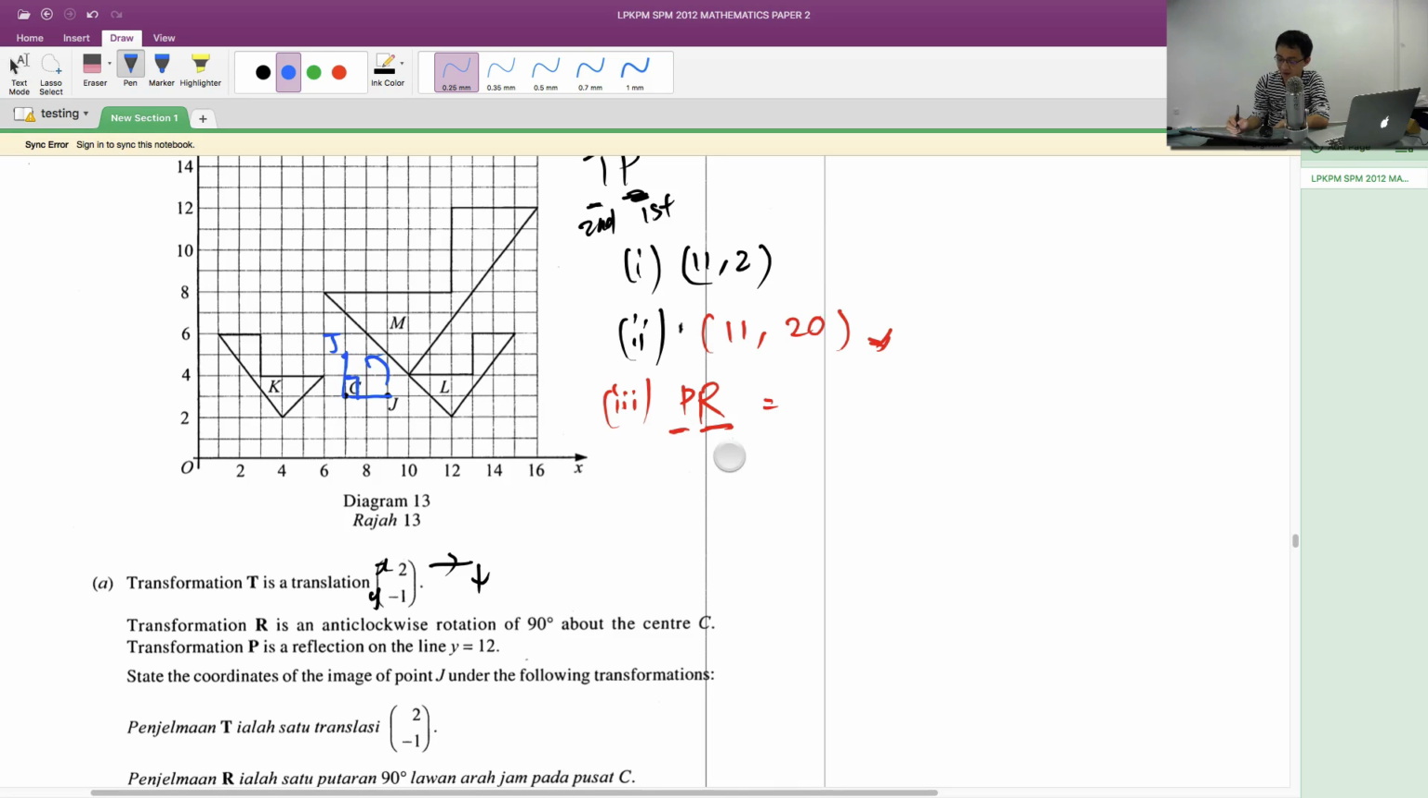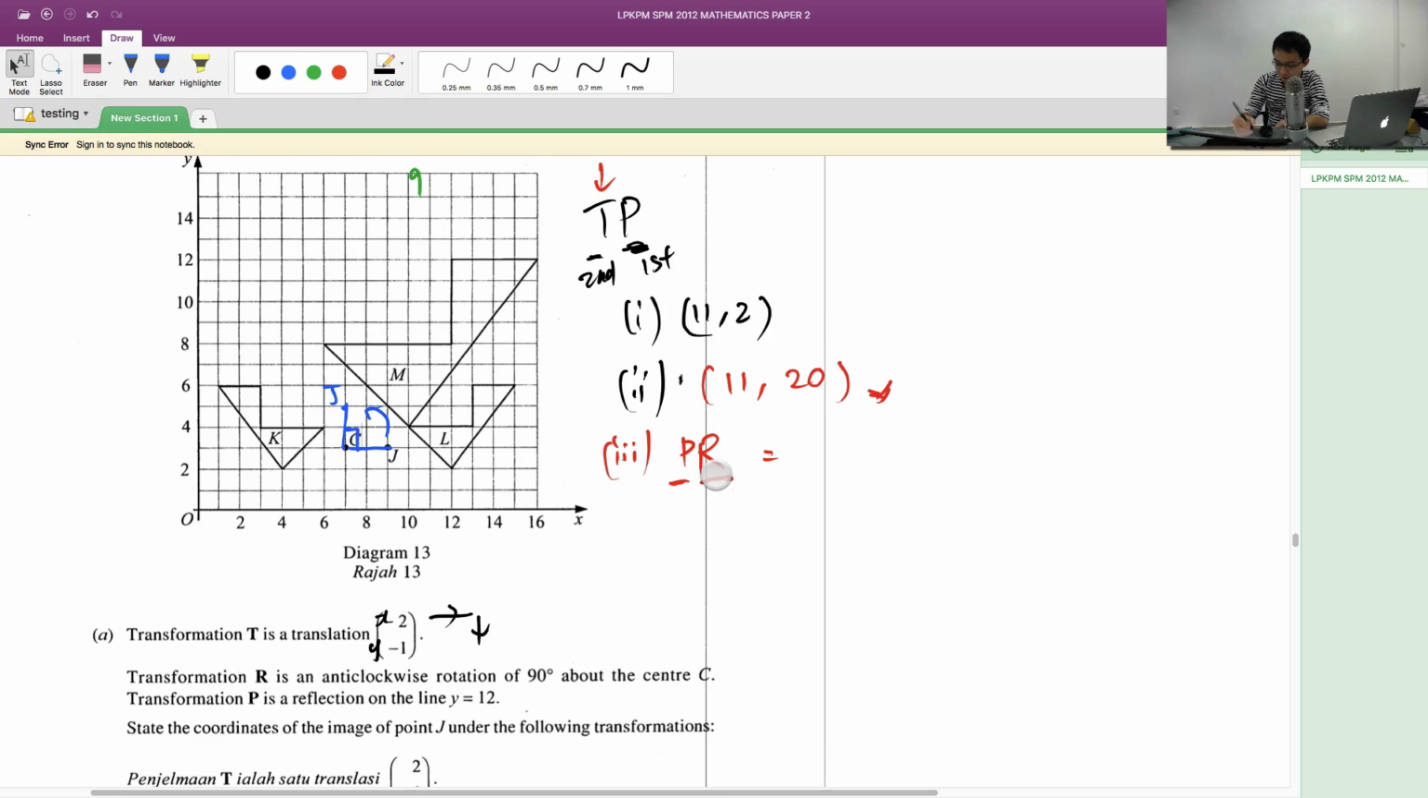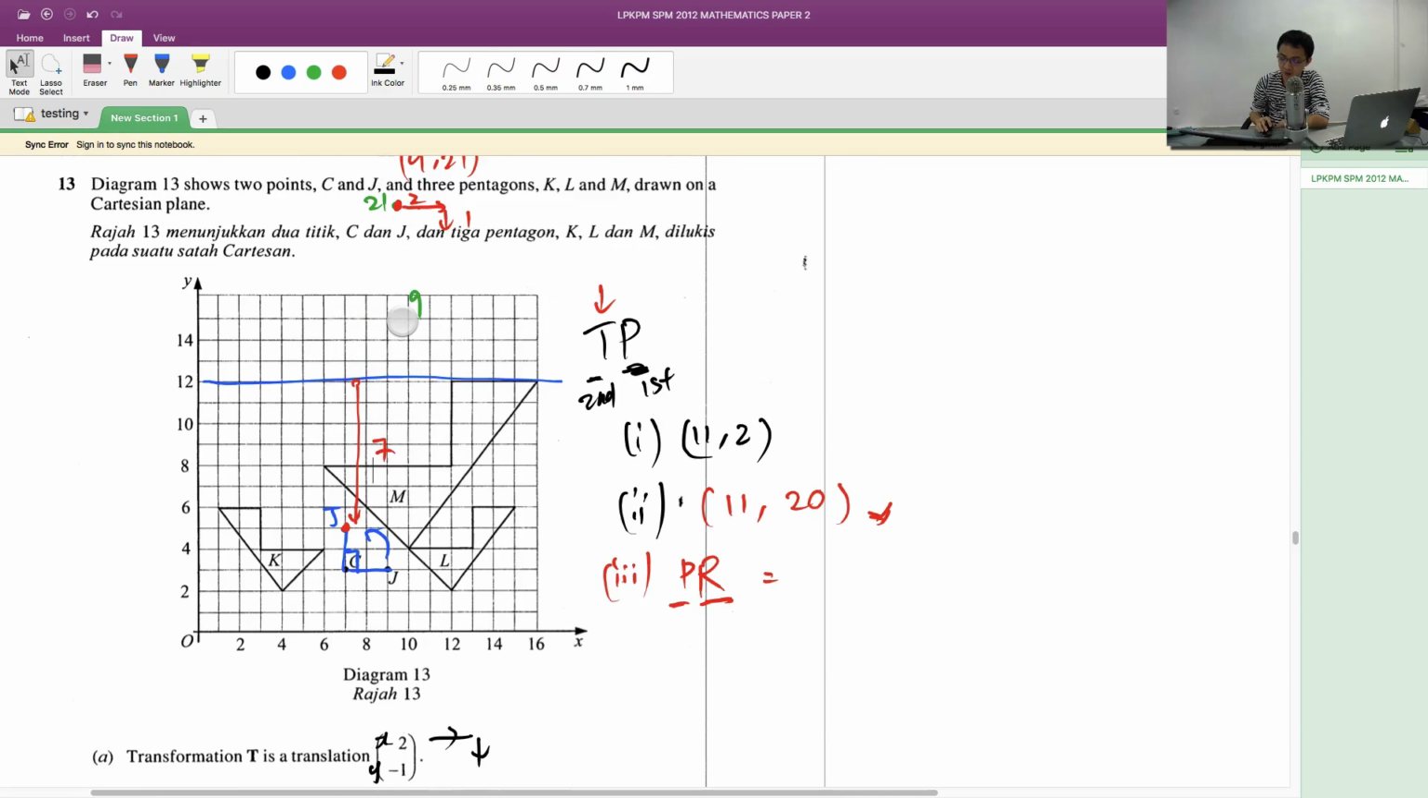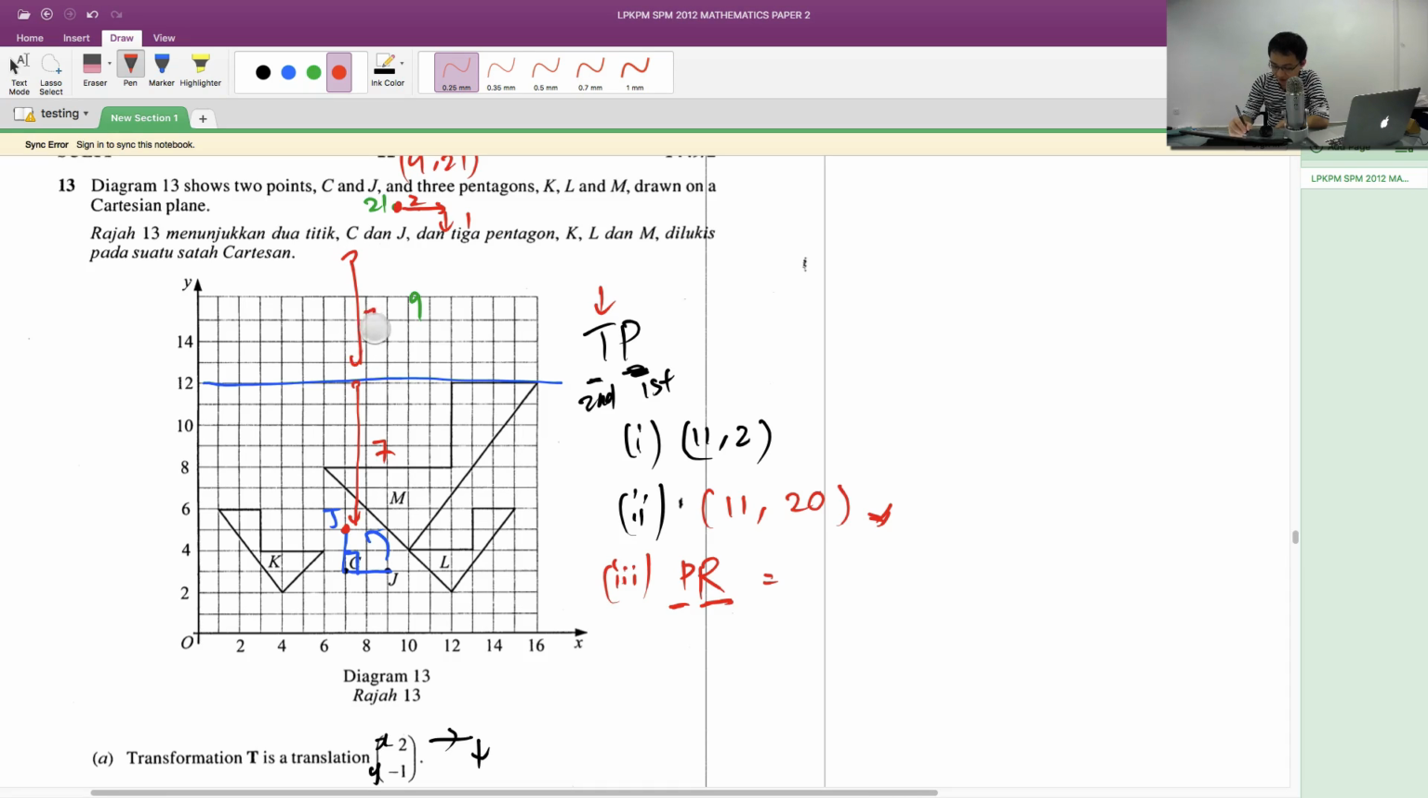And then after that we will do P. P is a reflection on the line y equals 12. So your new J is here at 5. From 5 to 12 is 7 units, so you have to add another 7 units here. That means 12 plus 7 you will get 19, and it's still located at the same x of 7. So it should be (7, 19).